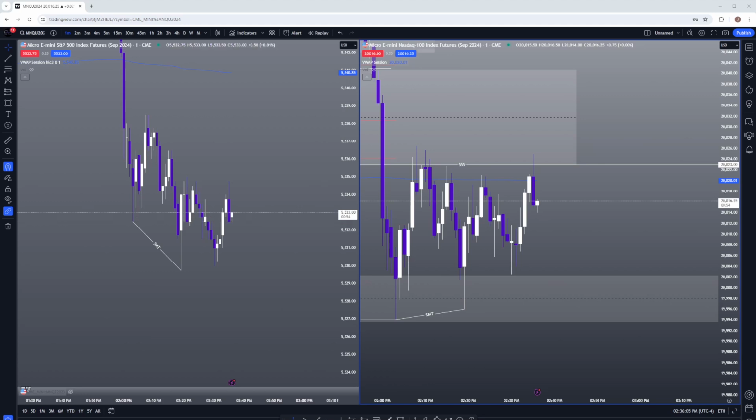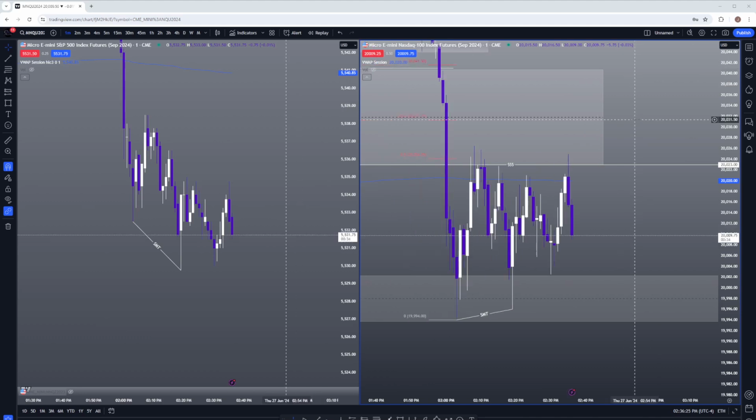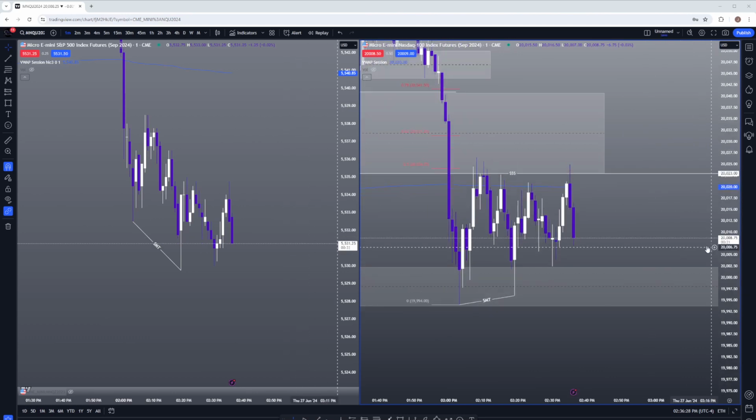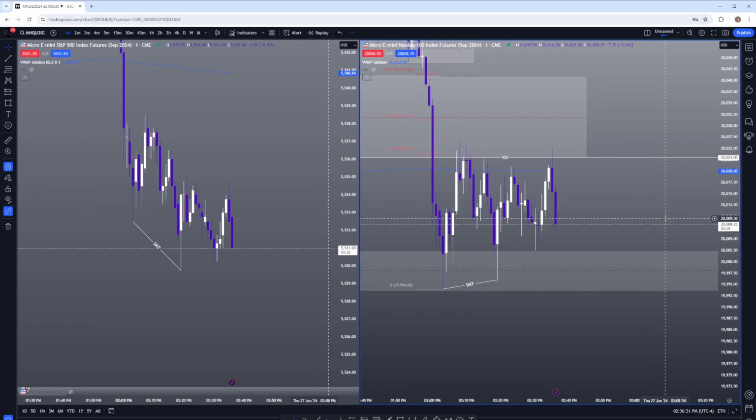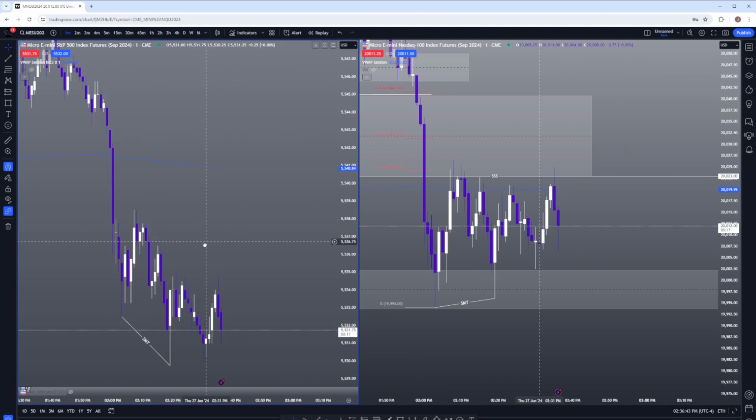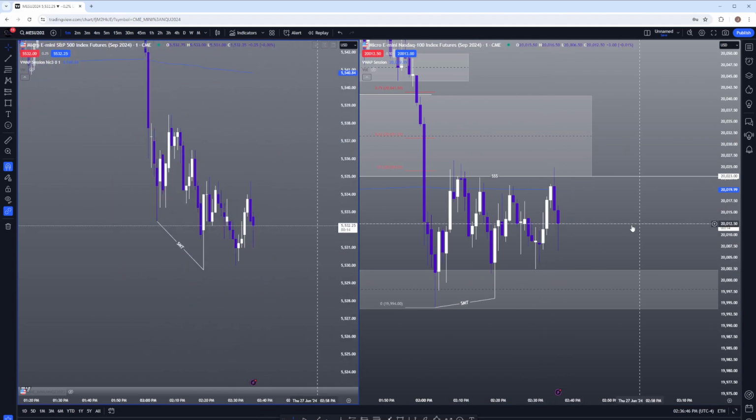So just very slow price action, not the best right now. So I'm just choosing to stay out of it. I would rather stay out of it right now, and just wait for it to get better. Wait for us to break out of this range. The ES looking extremely choppy too.